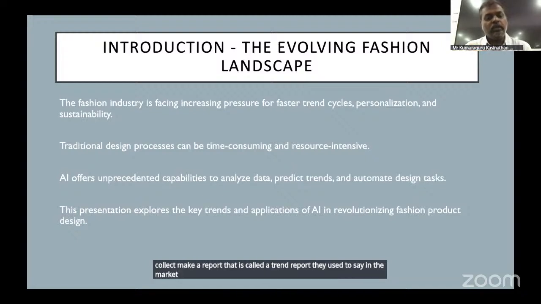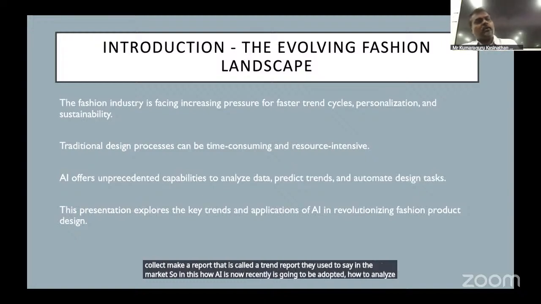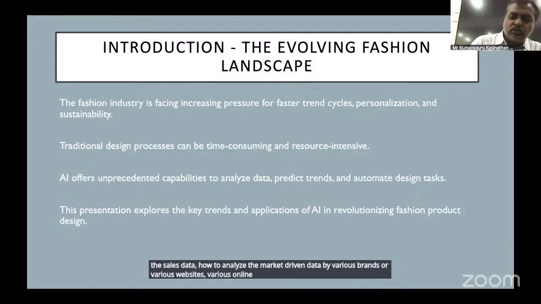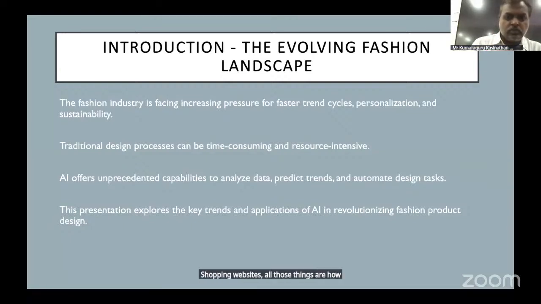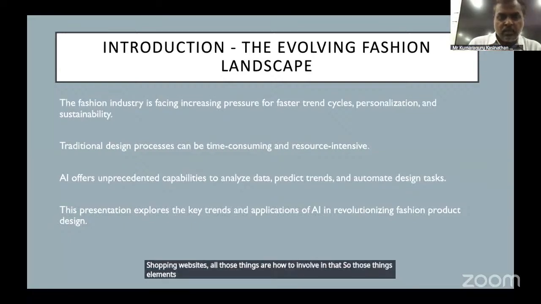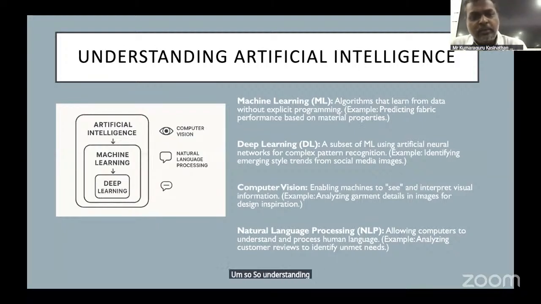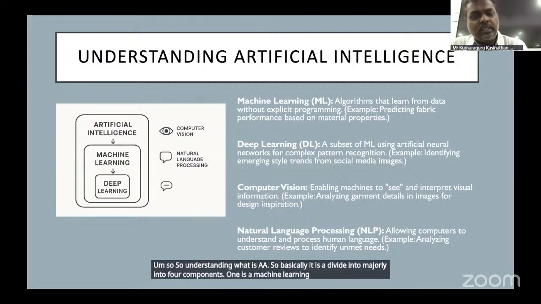Now, how AI is recently being adopted: how to analyze sales data, how to analyze market-driven data from various brands, various websites, online shopping websites, and how to involve AI in that. Those elements I'm going to talk about now. So, understanding what AI is: basically, it is divided majorly into 4 components. One is machine learning. Machine learning is when we give the data, the data comprises a summary or the data given.